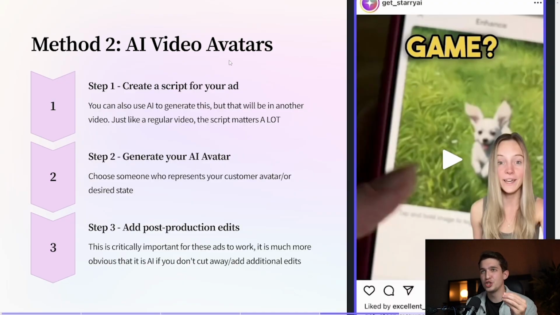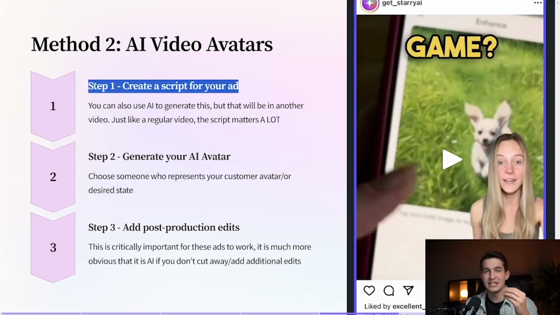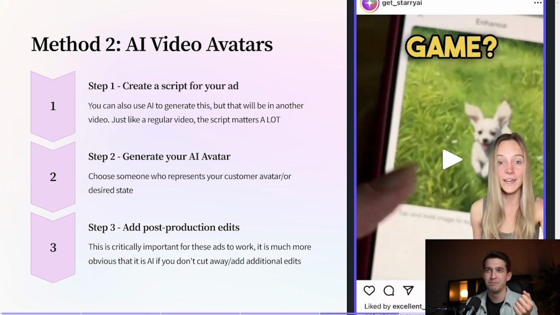Now on to method 2, AI video avatars. So step 1, you need to create a script for your ad. This is something that you can also use AI to generate, but that's going to be another video because it's a little bit of a process.